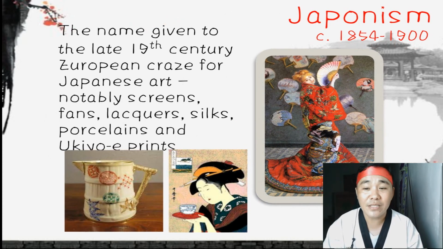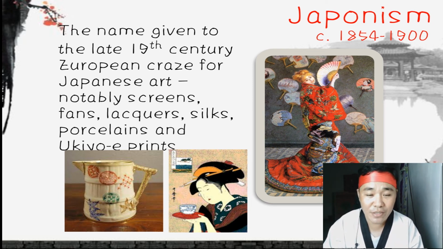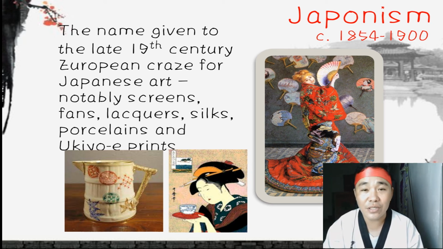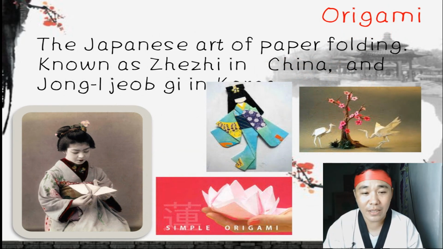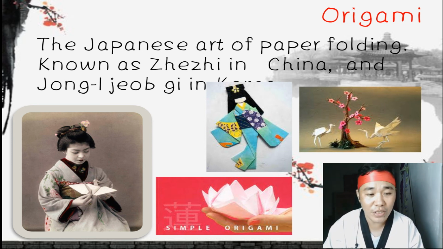Japonism, 1854 to 1900. Japonism is the name given to the late 19th century European craze for Japanese art. Notably, screens, fans, lacquers, silks, porcelains, and ukiyo-e prints were famous during that period. Origami. Origami is the Japanese art of folding paper, known as zhezhi in China and jongi jeobgi in Korea.